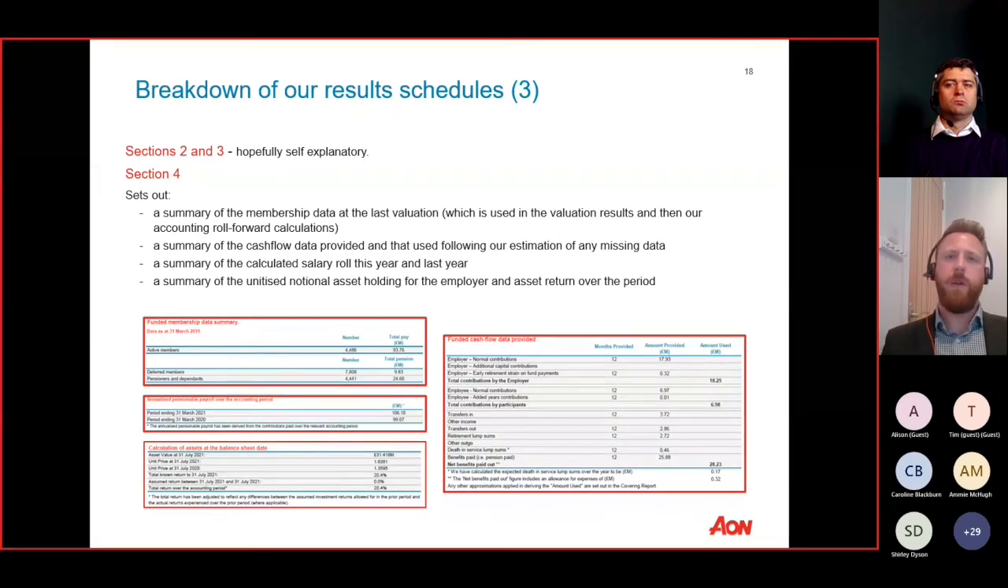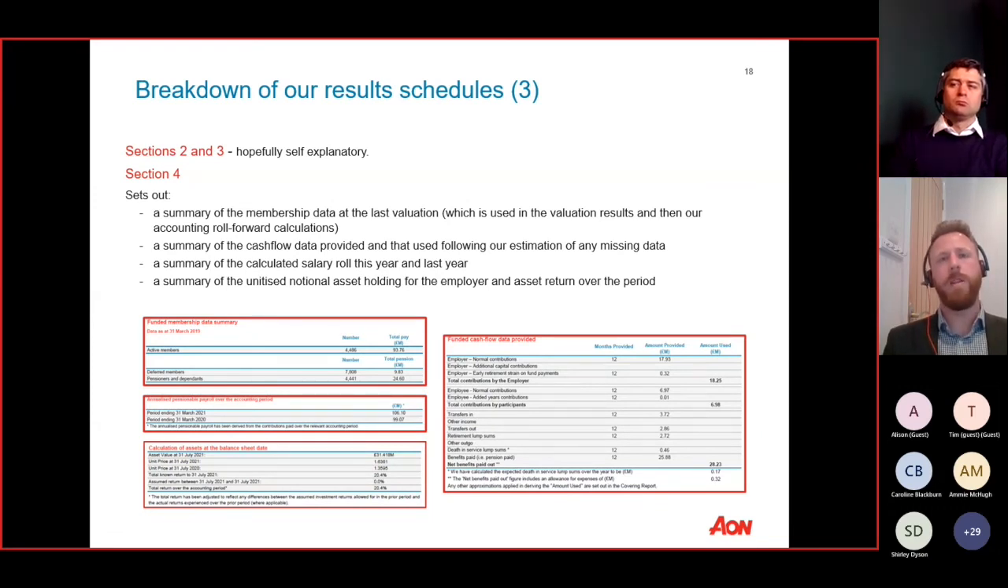This section also sets out a summary of the calculated salary roll for this year and the previous year. And the reason for that is that we don't get provided with this information. So it's something that we generally calculate by taking the employer contribution paid over the year and then dividing through by the expected employer contribution rate over the period to give an implied salary for the year for that employer. And then it also shows a summary of the unitised notional asset holding for the employer and the asset return that has been earned by the West Yorkshire Pension Fund over the accounting period. And again, I've shown screenshots from each of those 4 sections on the slide.